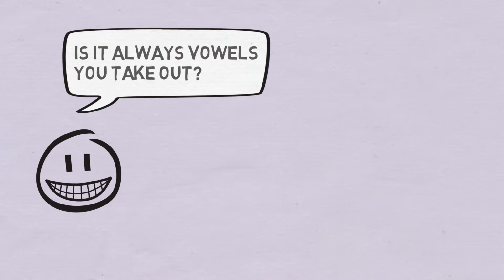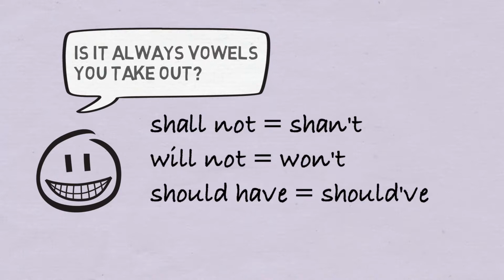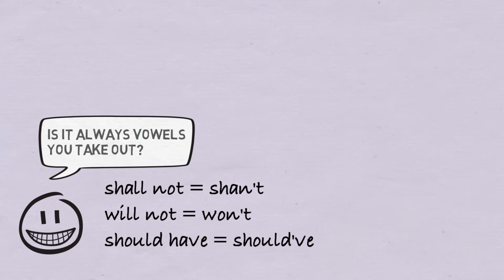So if you look at these examples, shall not, we've taken out the L's as well as the O to make shan't. Will not becomes won't, and that's even more interesting because we've actually changed the main vowel sound. And should have becomes should've. This is a really interesting one because people hear should've, could've, would've, and they don't know how to spell the 've bit. And they quite often go for of.